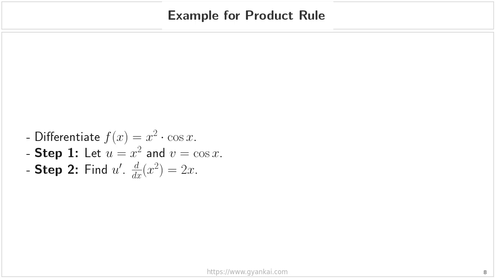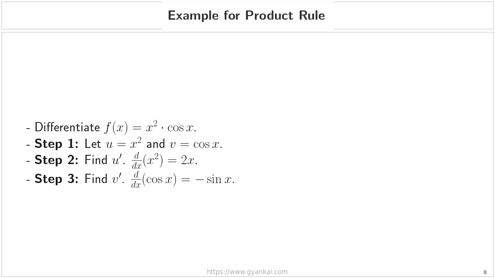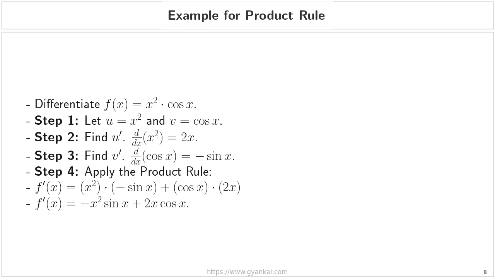Next, we find the derivative of our first function, u. Using the power rule, the derivative of x squared is 2x. Now, we find the derivative of our second function, v. As we recall from our basic trigonometric derivatives, the derivative of cosine of x is negative sine of x. Finally, we apply the product rule formula, which tells us to take the first function times the derivative of the second, and add that to the second function times the derivative of the first.